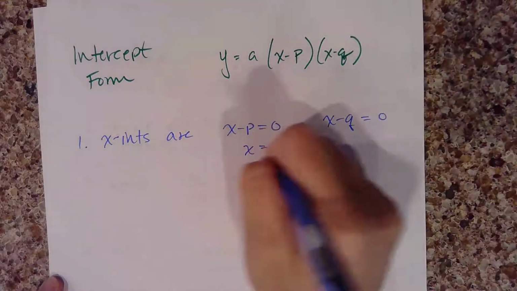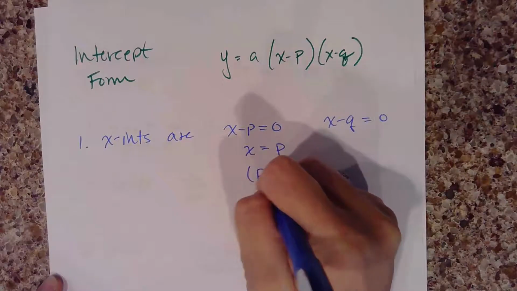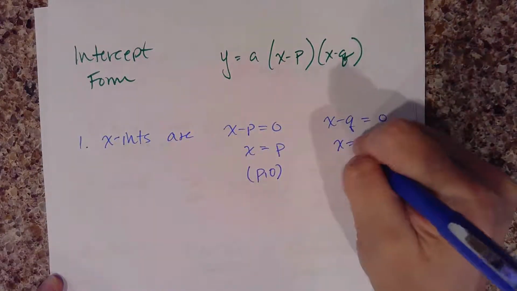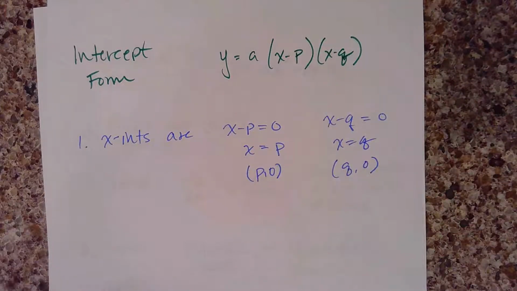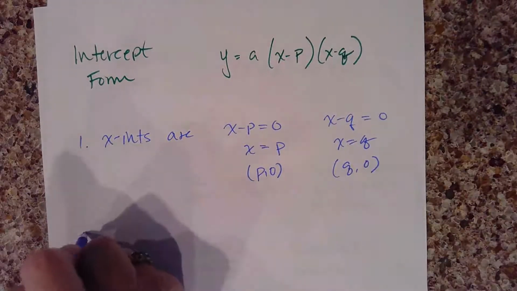So x = p, so your x-intercept would be at the point (p, 0). x = q, your other x-intercept would be at the point (q, 0). So that's the easy thing. That's what this format kind of gives us. It gives us a piece of information. That one's easy to figure out.